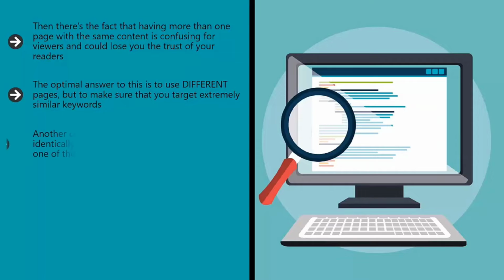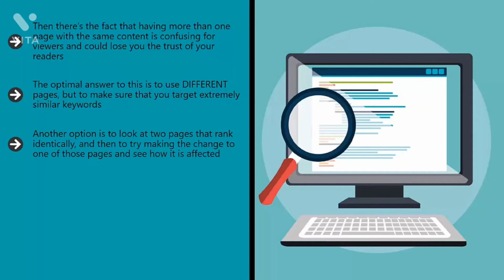out on top. Another option is to look at two pages that rank identically, and then try making the change to one of those pages and see how it is affected. This is a slightly better strategy because you are starting from a similar place. What's more is that you can open up your stats and then use the historical data in order to make a forecast of how the web pages should have behaved.